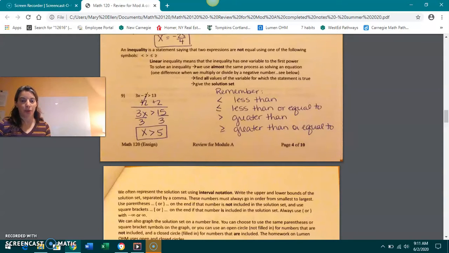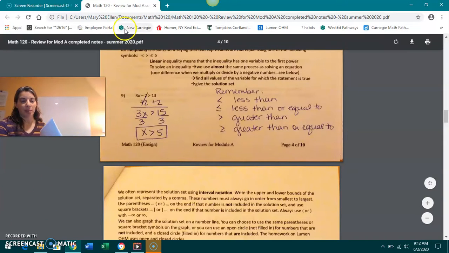So we had gotten through equations, talked about conditional, contradictions, and identities. So we're going to look at solving inequalities. We're not going to take too long to look at it because it's very much like solving equations. Here you can see in the notes that we talked about inequality.